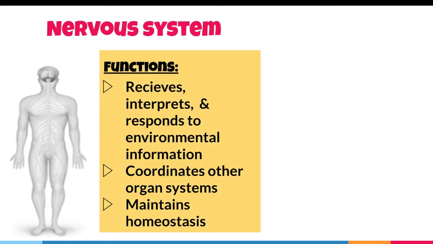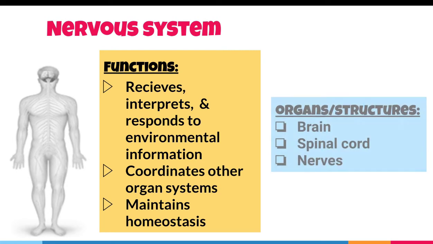The nervous system is probably one of the most important systems. It receives, interprets, and responds to any information that's going on around us in our environment. It coordinates or controls all of the other organ systems, and it has the job of maintaining homeostasis, which I mentioned earlier as balance and stability in the body. The main organs and structures in this system are the brain, spinal cord, and nerves.